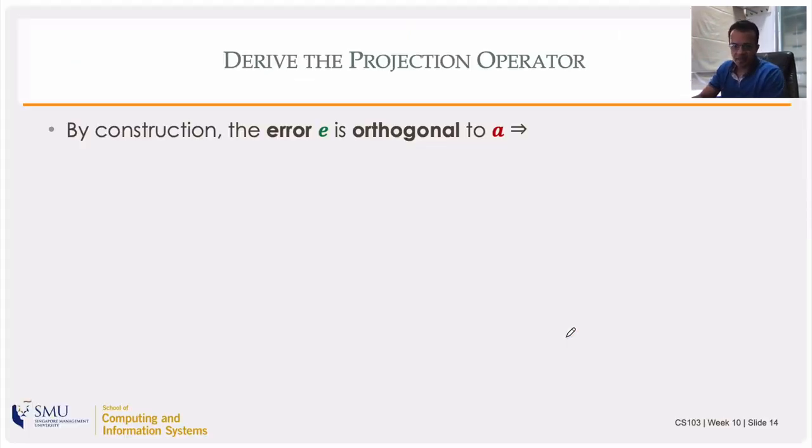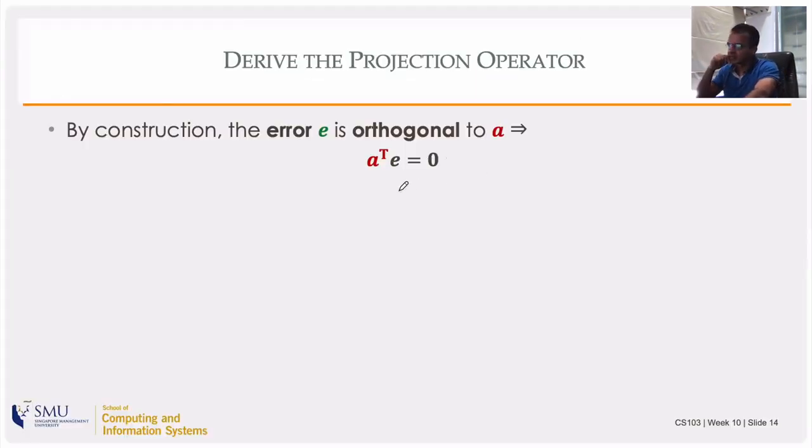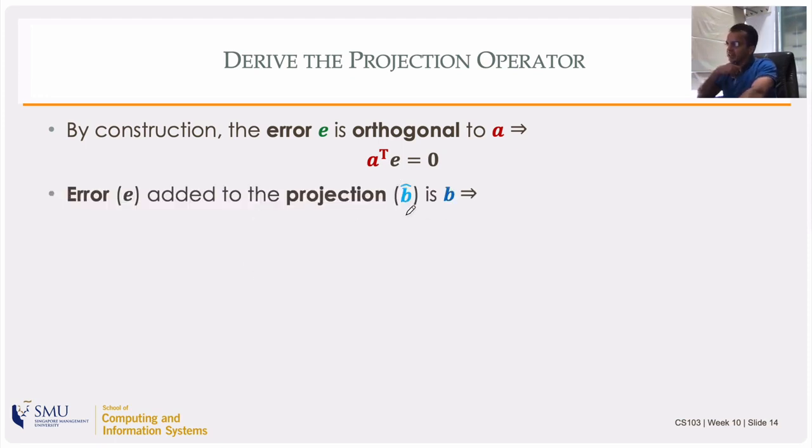By construction, the error vector E is orthogonal to A. It has to be. That will be the vector that is closest to B along the direction of A. That will happen only when E is orthogonal to A. If E is not orthogonal, if E is in some other direction, then that length is obviously not the smallest. This one would be the smallest because that is the orthogonal one. So it is orthogonal to A. What does that mean? That means A transpose E has to be 0. Now error added to the projection vector B hat is B. So B is equal to B hat plus the error vector E.